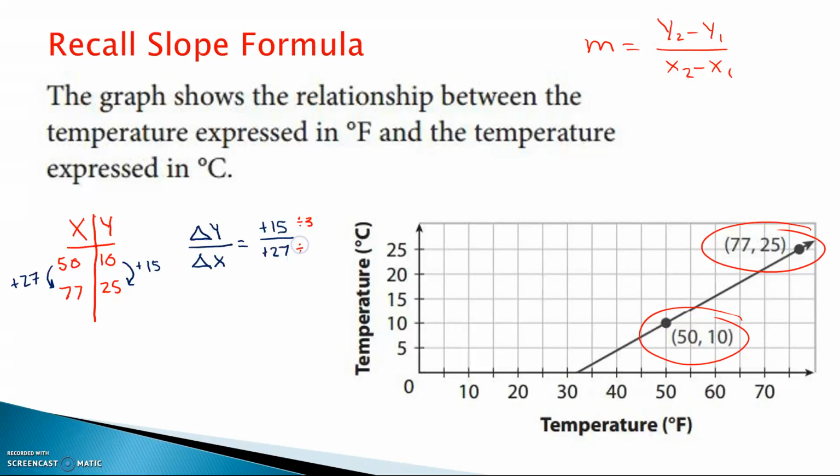I can reduce top and bottom by 3 here. 15 divided by 3 is going to equal 5. Okay, 27 divided by 3 is going to give me 9. So what is our slope? Our slope is going to be 5 over 9. And in other words, what's the change in the y's over the change in the x? 5 over 9. That is our final answer if I was asking for slope.